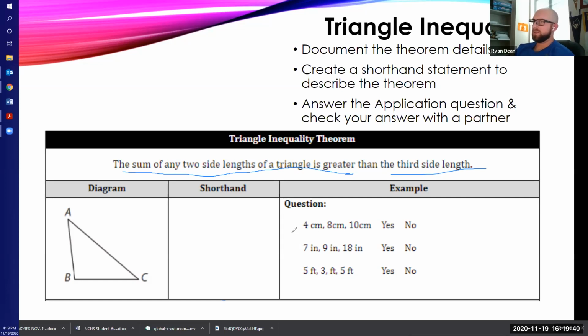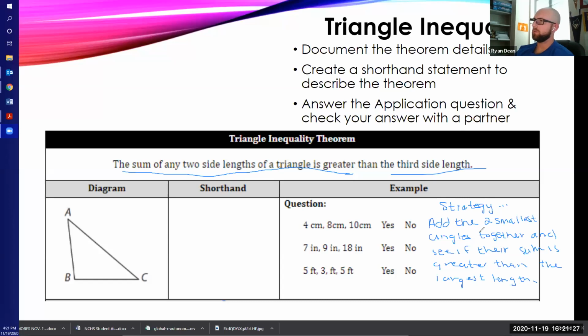So this first question, we're given these three side lengths here. And my strategy for doing these is I take the two smallest lengths, add them together and see if they're bigger than the largest length. So I'm going to write that down, and then you need to copy that into your notebook. All right, so here's our strategy. Add the two smallest lengths together and see if their sum is greater than the largest length.